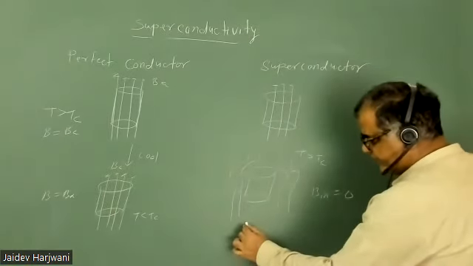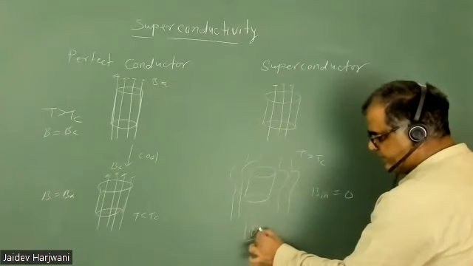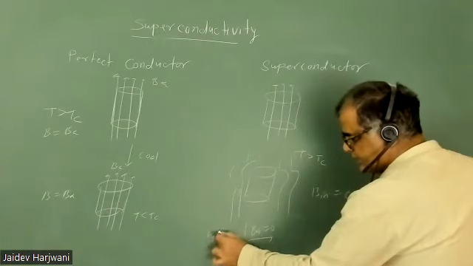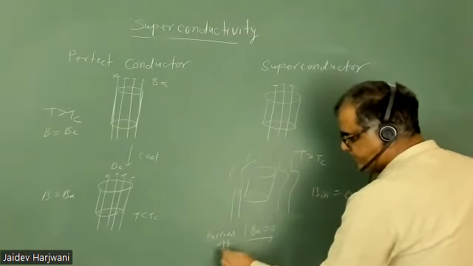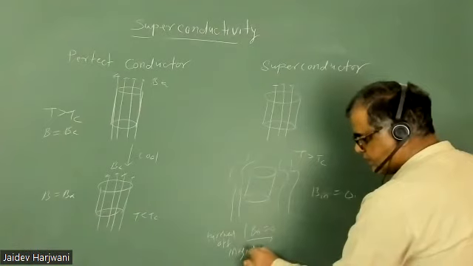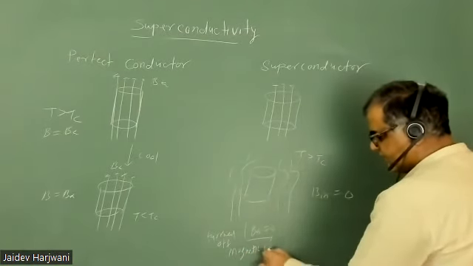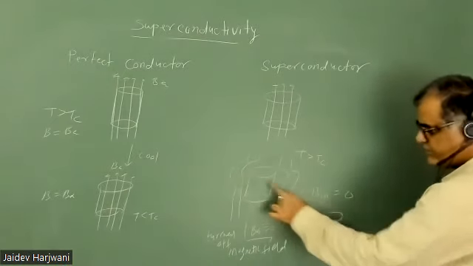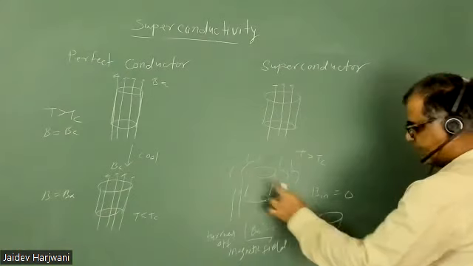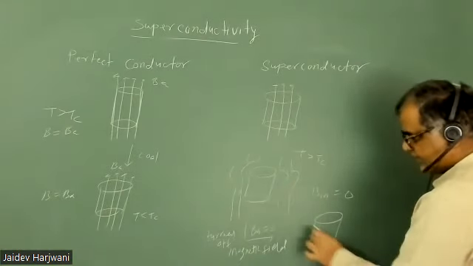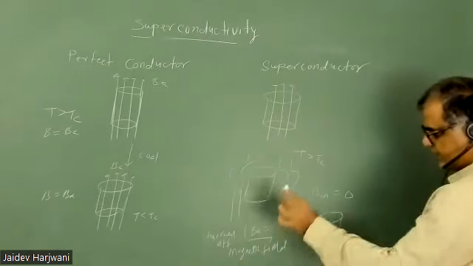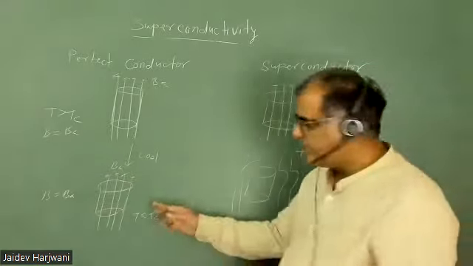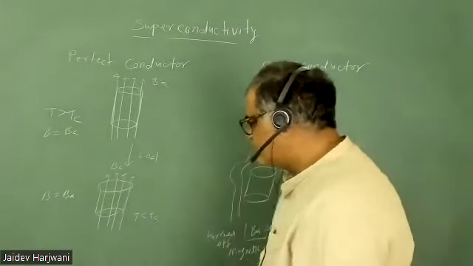If I turn off the field, if I make B applied 0, that is, switch off the magnetic field, what will happen? In the superconductor, nothing will happen because in the interior there is no B already. As soon as you switch off B, B outside will also be 0. But what happens in the perfect conductor when you make B equal to 0?